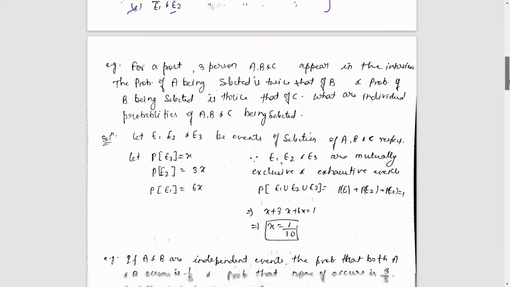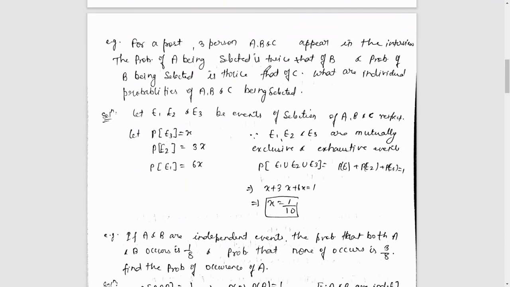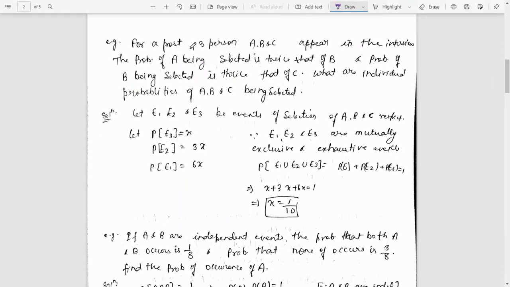At this point of time, we can see an example. This is an example of three events simultaneously. Let's say for a post, three persons A, B, C are appearing in the interview. This is a word problem. The probability of A being selected is twice that of B, and the probability of B being selected is twice that of C. So what are the individual probabilities of A, B, and C? We need to find the probability of A, probability of B, and probability of C here.